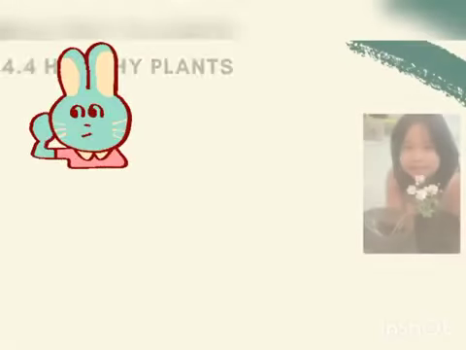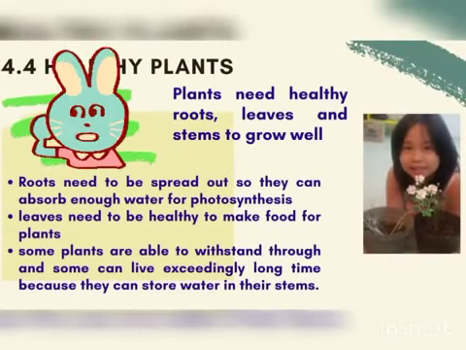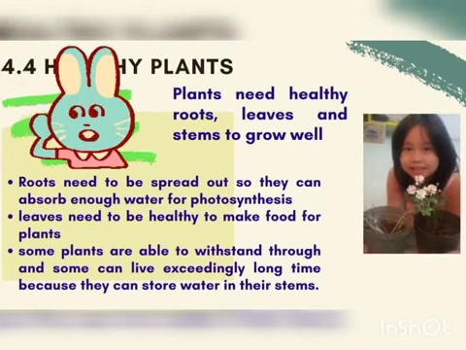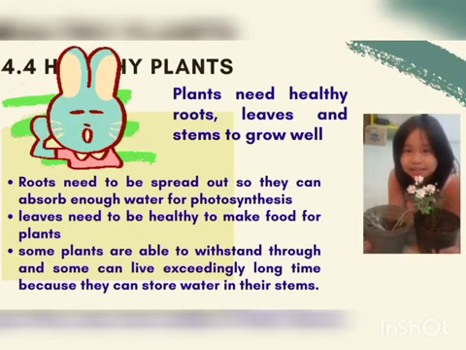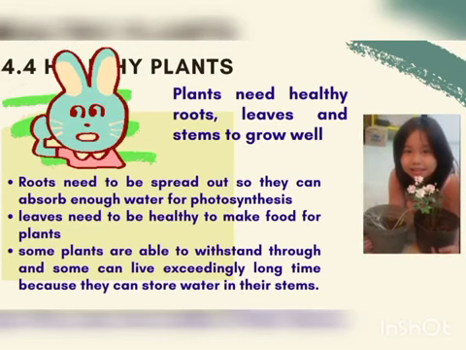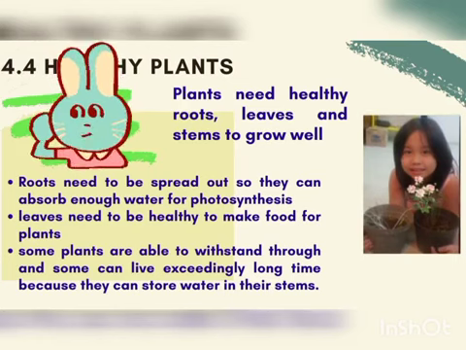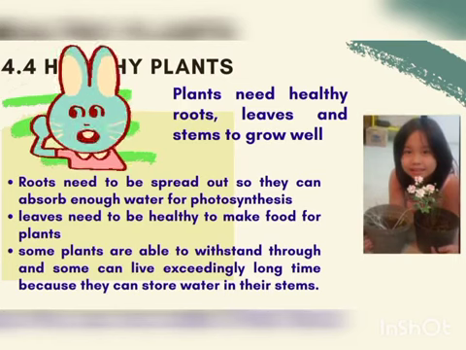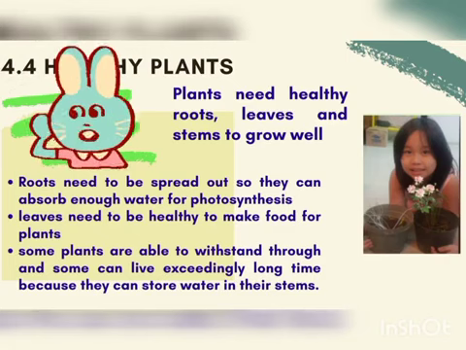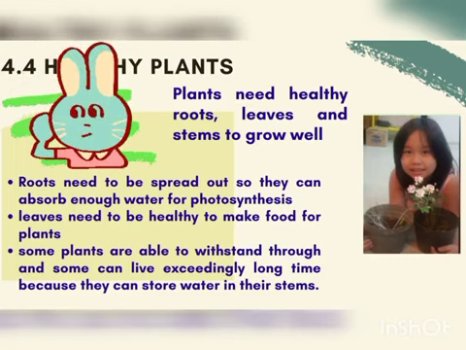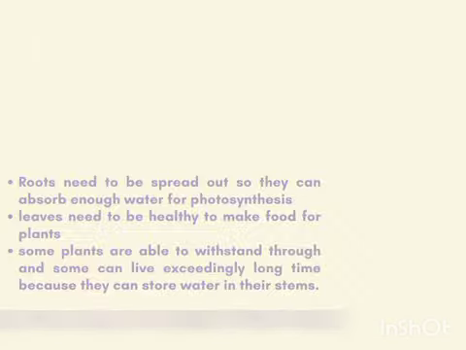How do we keep a plant healthy? Plants need healthy roots, leaves, and stems to grow well. Roots need to be spread out so they can absorb enough water for photosynthesis. And leaves need to be healthy to make food for plants. Some plants can withstand drought and live an exceedingly long time because they can store water in their stems.